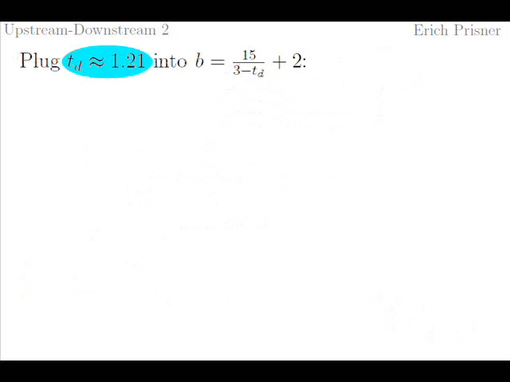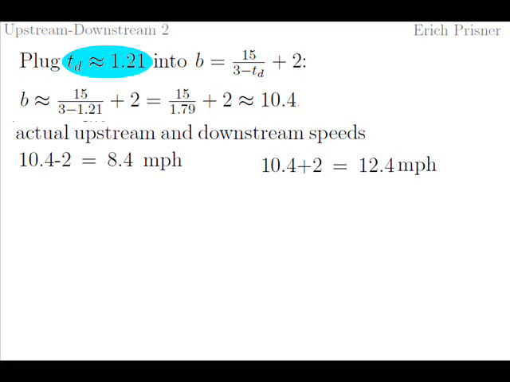So let's now check the second solution, td equals 1.21. Plugging this into the equation b equals 15 over 3 minus td plus 2, we get b about 15 over 3 minus 1.21 plus 2, which is 15 over 1.79 plus 2, which is about 10.4. Then the actual upstream and downstream speeds are about 10.4 minus 2, which is 8.4 miles per hour, and 10.4 plus 2, which is 12.4 miles per hour.